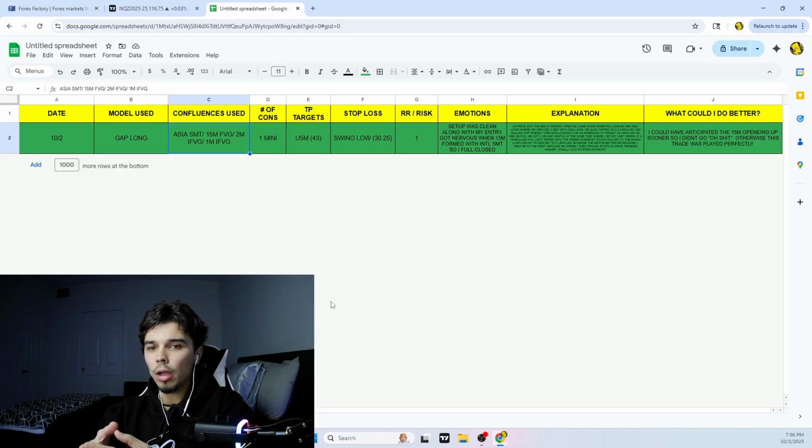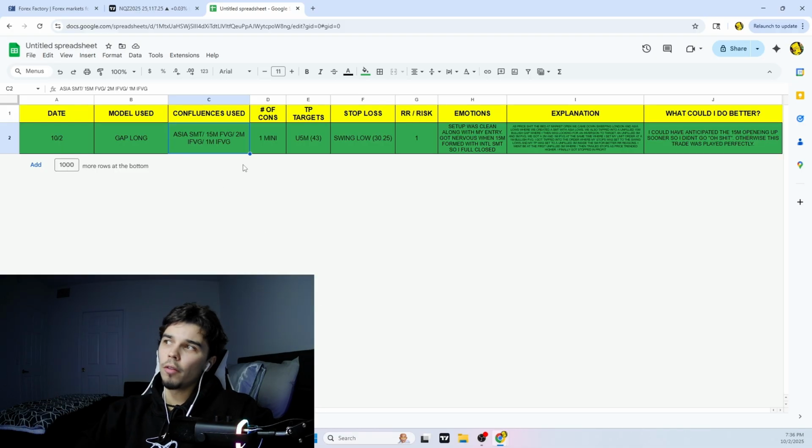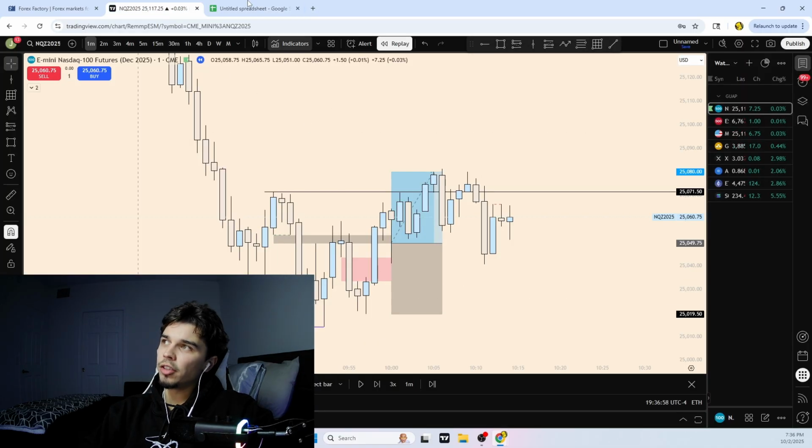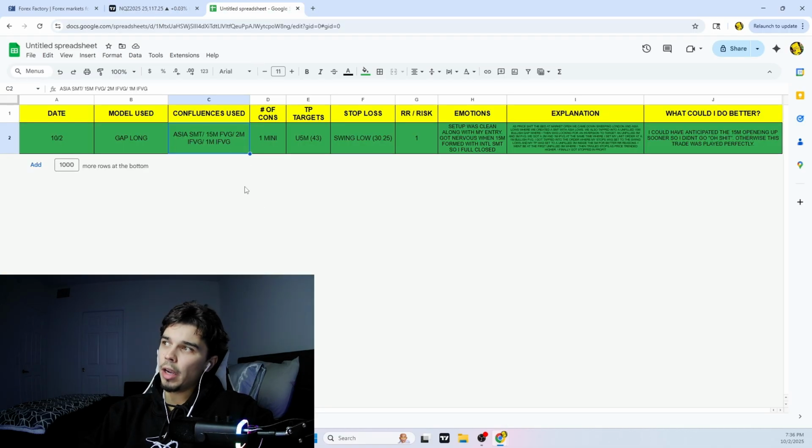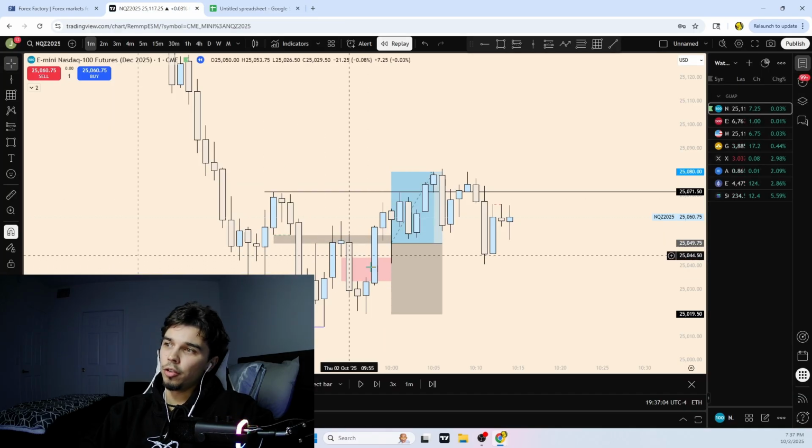Okay, so I wouldn't say gap short because I'm not going short. It's a gap long because obviously I'm going long. What were the confluences that were used? Just went over it. We had an Asian SMT. We had a 15-minute fair value gap. We had a 2-minute IFVG along with a 1-minute IFVG, right? Here's the 2-minute. Here's the 1-minute.